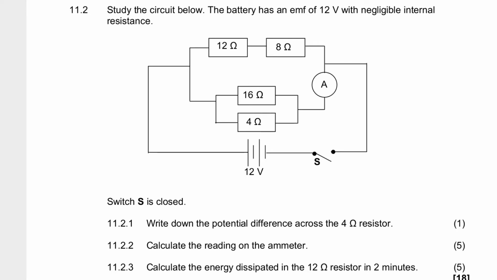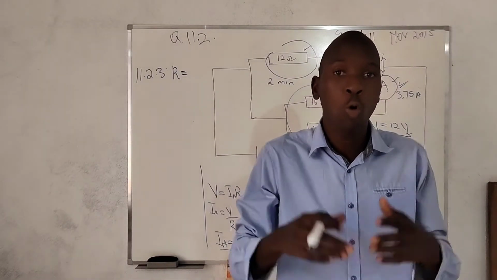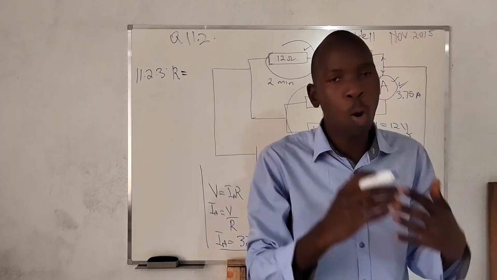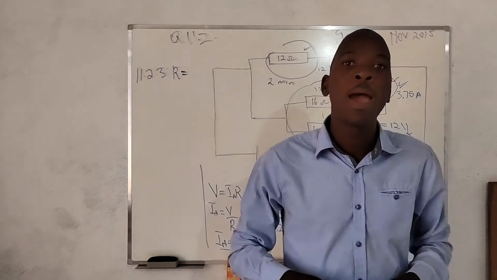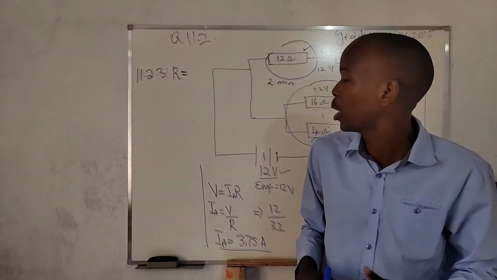Now we need to find, this is question 11.2.3, the energy dissipated by this 12 ohm resistor. In 2 minutes, how much energy has been dissipated by this resistor? What I can assure you about this question is that they love it. Even in grade 12, they ask the very same question. So if we go on to solve more grade 12 problems with this background, I'm sure we will be in good hands. We are making a very good start. So let us see.